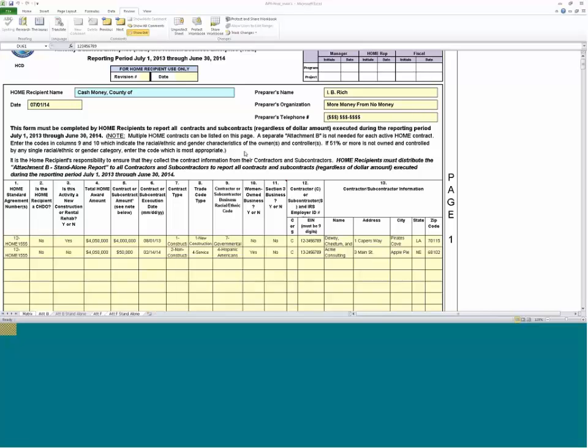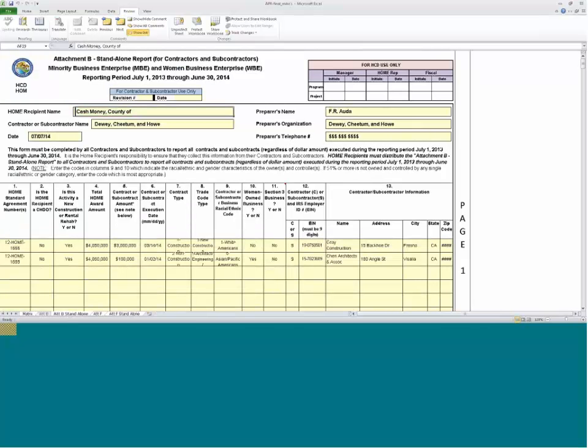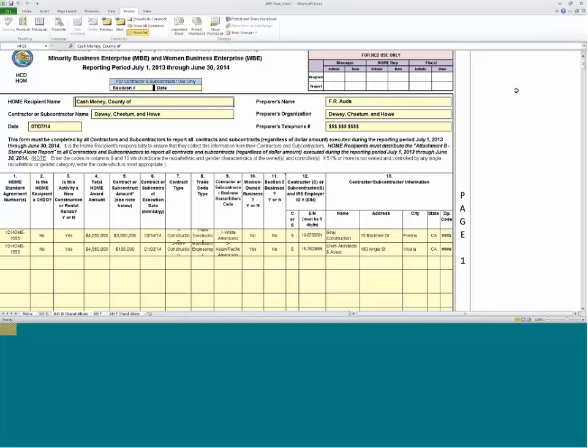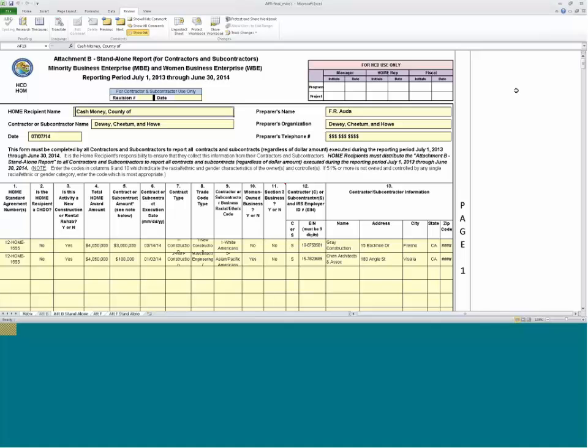Let's see here. Now then, once you've done that part, there's a standalone attachment that needs to be completed by other subcontractors to the HOME recipient, and that would generally be the developer, and in the CHDO case, probably the general contractor. So you need to provide those people with what's known as a standalone, and it looks like this. Again, pretty much the same form with the same boxes.